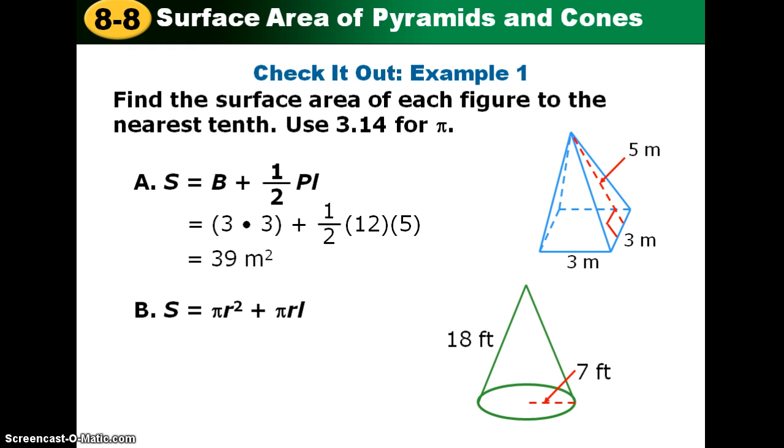For the cone, the radius is 7. The slant height is 18. Substitute the values in where appropriate. Multiply, add for 549.5 square feet.